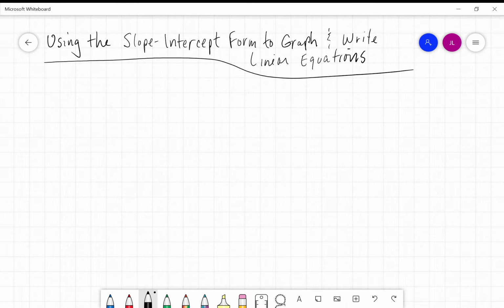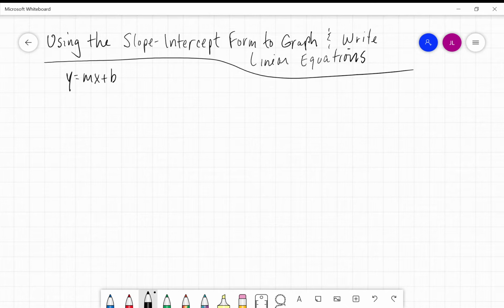We're going to talk about slope-intercept formula and how we graph and write linear equations using that. And we should remember that when we talk about slope-intercept, we're talking about y is equal to mx plus b. This is the form that we're using.